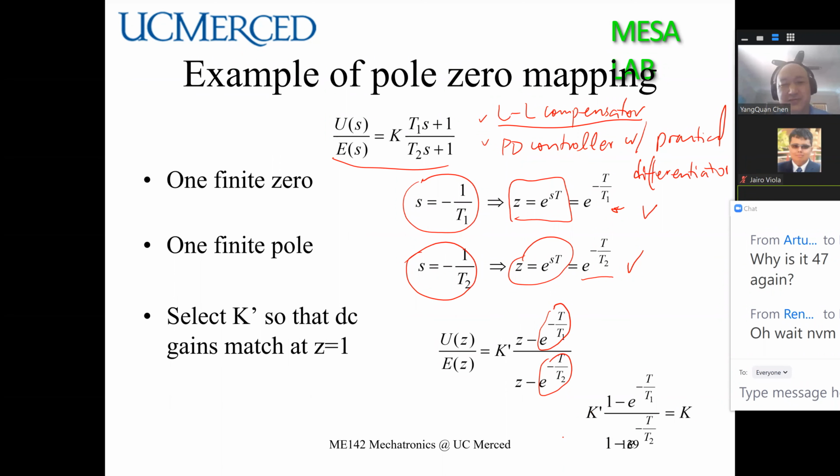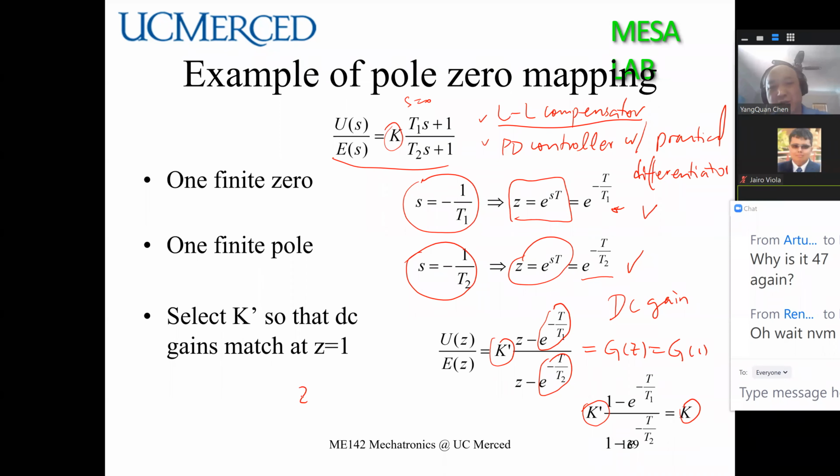On the other hand, I also want my DC gain to be the same. So I cannot use K, I use K prime. What is my K prime? Such that my DC gain is the same. So the original DC gain is when S is 0, right? But if you have a Z transfer function here, how can you get the DC gain? You put Z is 1. Why does Z is 1 give you this? Because Z is e to the ST, and S is 0 for DC gain. So then it's e to the power of 0, which is 1.